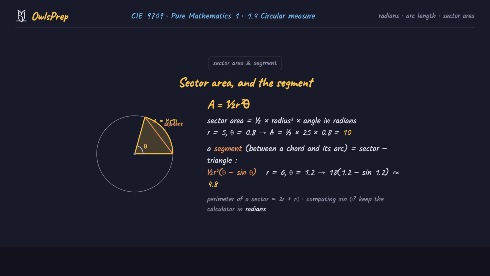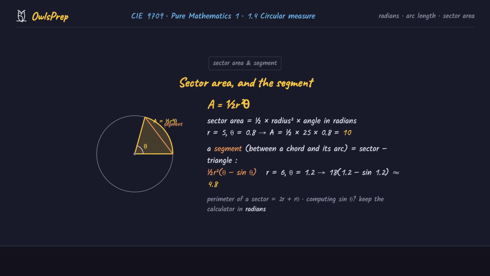One more shape you'll be asked about, a segment. A segment is the region between a chord and its arc. You get it by taking the sector and cutting off the triangle formed by the 2 radii. So the segment area is a half r squared times theta minus sine theta. Sector minus triangle. That's the trick for every segment problem.